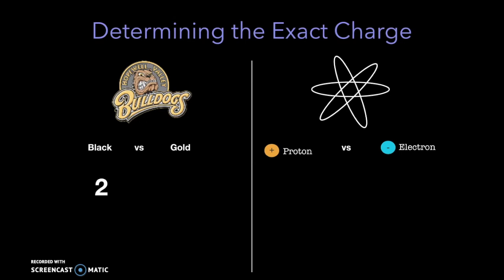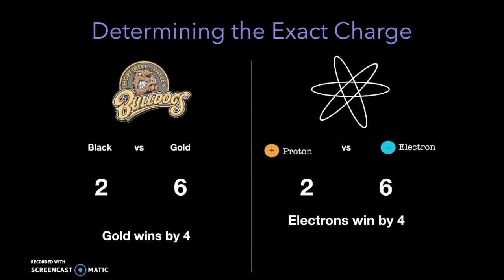Another example: pretend now that the black team scored 2 points and the gold team scored 6 points. An overall assumption to make is that the gold team wins by 4. If you relate that to atoms, you have 2 protons and 6 electrons. You can say that the electrons win by 4. So that means the overall charge is going to be negative 4, because electrons scored 4 more points than our protons, and electrons are negative.